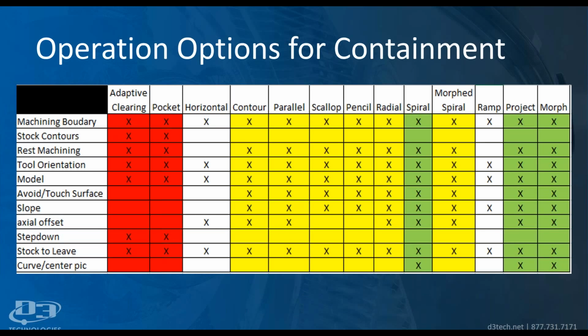All right. So, operation options for containment. I've put together this chart of the 3D toolpaths within Fusion 360. You can see the ones in red work similarly. Don't get too deep into this. I'm just wanting to show that these 2 roughing operations, adaptive clearing and pocket, work very similarly together. And these ones in yellow, contour, parallel, scallop, pencil, radial, and spiral, all have very similar options as far as how to contain that toolpath. There is one on here that I did not add, which is flow, and I'll show that today as well.